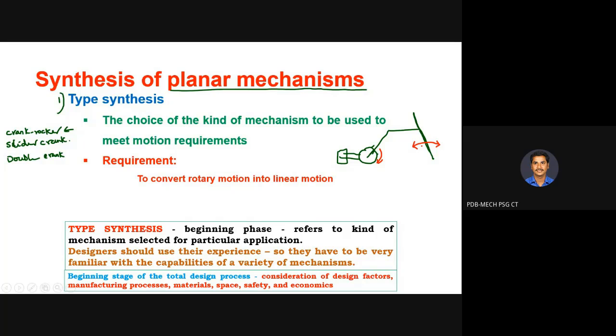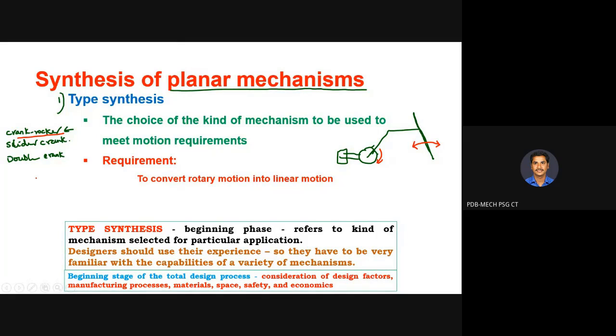So which mechanism is more appropriate for this? A 4 bar mechanism, and more specifically, yes, crank rocker. More specifically it is the crank rocker mechanism. So for the windshield wiper application, we have chosen crank rocker as the more appropriate type. Like this, for each requirement we need to identify the mechanisms.